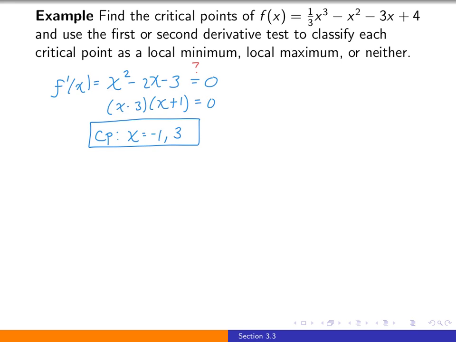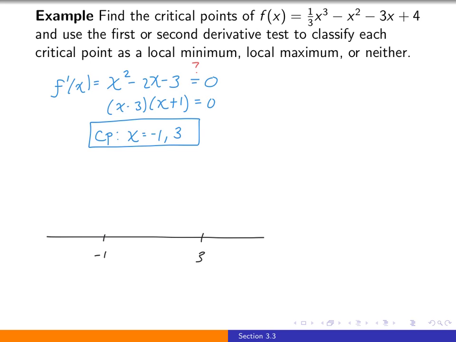And what we would like to do is classify each of these critical points as being either a local maximum or a local minimum or neither. So let's go ahead and make a number line. So we have a critical point at minus 1, 3.